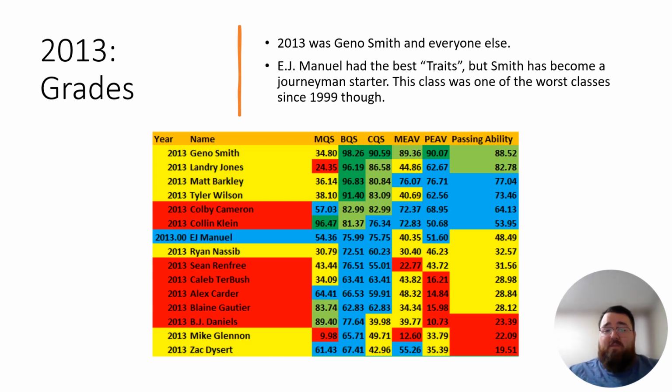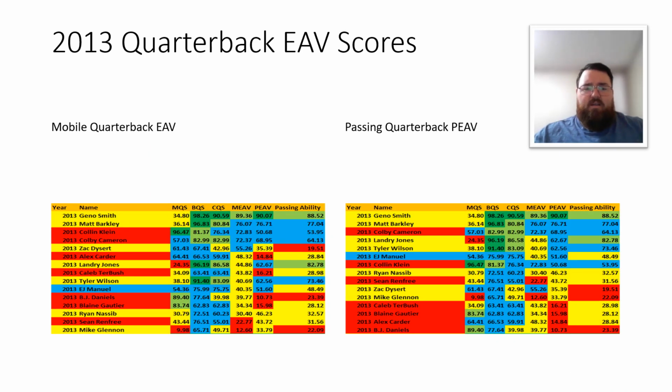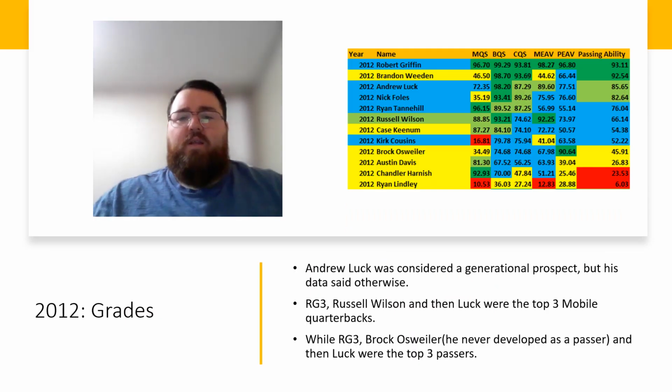But in terms of Geno Smith, he did become at least a starter, with the Seahawks so far, after being kind of a journeyman backup. But yeah, this was a very poor class. And of course, when you look at the top MEAV, it was Geno Smith, and the top PEAV, it was Geno Smith. So moving to 2012, Andrew Luck was considered a generational prospect, but his data said otherwise.